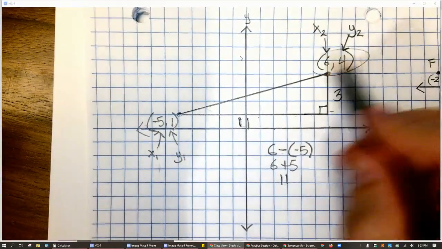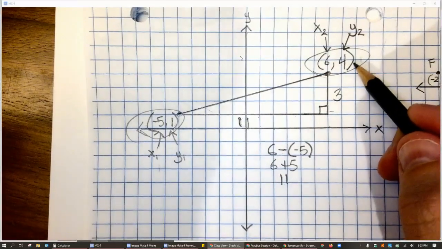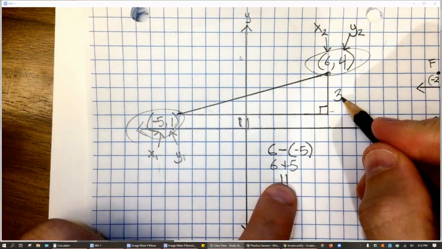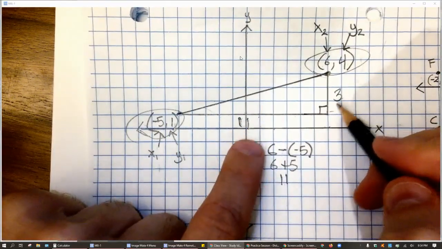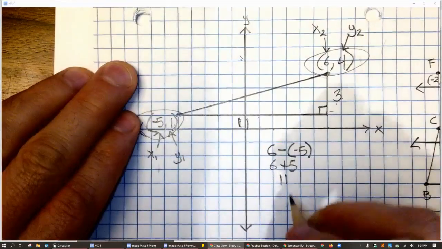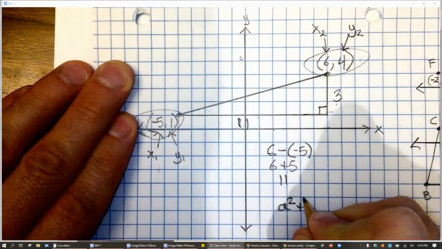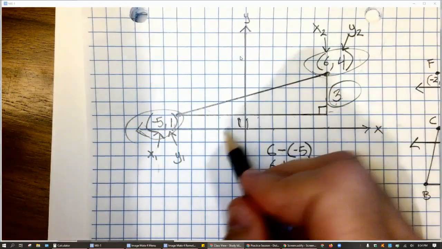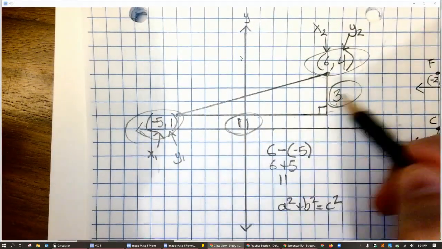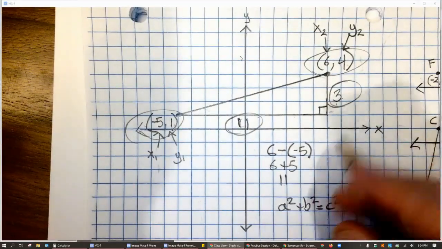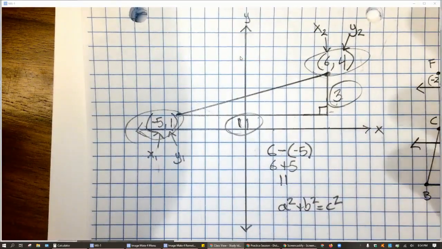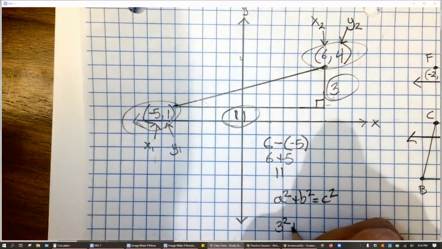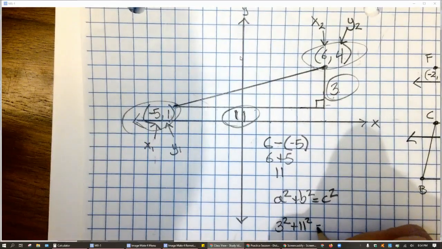And I could tell just from the coordinates, because I just look at the difference between the y coordinates and the difference between the x coordinates, and I have my horizontal and vertical distance. Well, my horizontal and vertical distances are going to be the legs in my Pythagorean theorem, a squared plus b squared equals c squared. A and B are the horizontal and vertical distances. So horizontal is 11, vertical is 3. So I plug those in for A and B. It doesn't matter which one's which. I'll just go ahead and say that 3 is A. So I've got 3 squared plus 11 squared equals C squared.